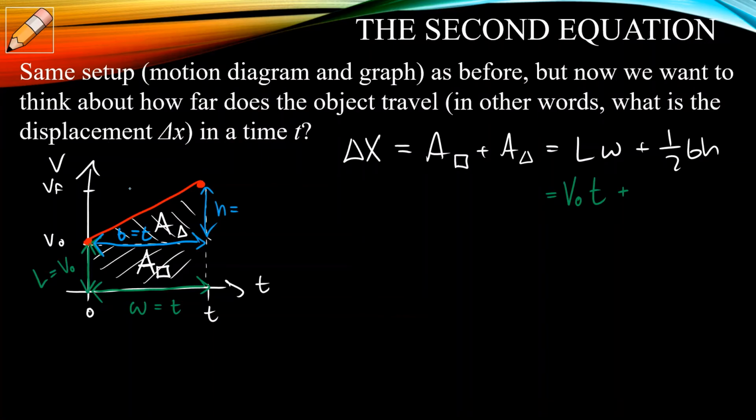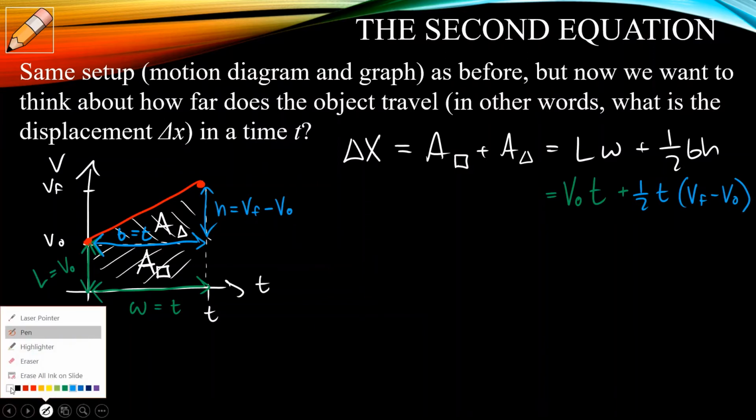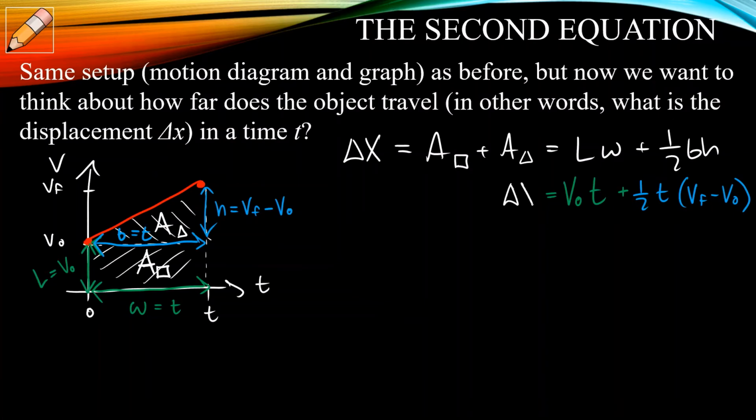So don't say that the height is the final velocity, because that would be the full height of this entire side length here. The height is the final velocity minus the initial velocity. So we've got 1/2 the base, which is the time t, times the height, which is the final velocity minus the initial velocity. And remember, this is all equal to the displacement.